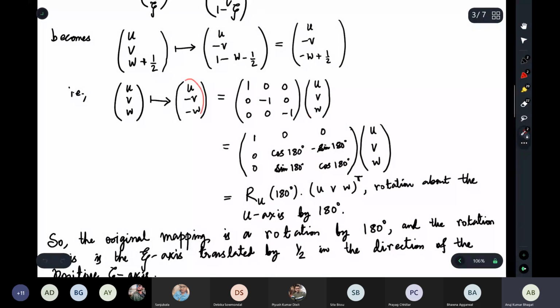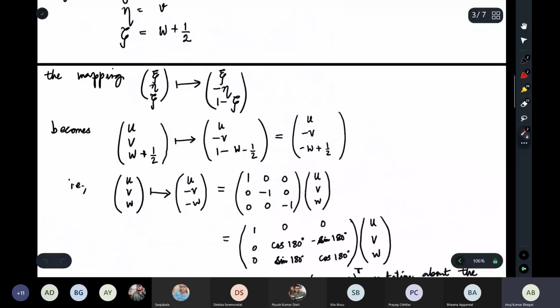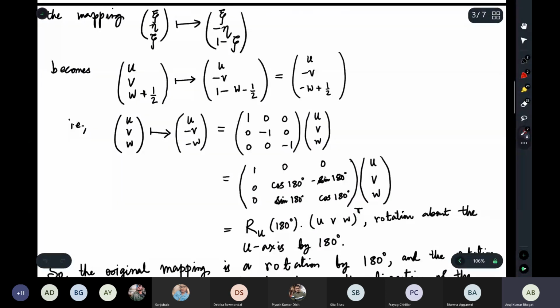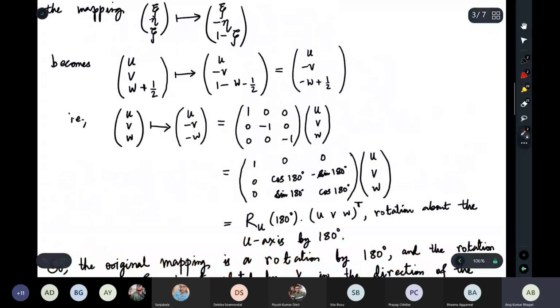So what is my transformation? I'm keeping these two fixed, and I'm just replacing this by cos 180. This is also cos 180, and this is exactly the rotation matrix which I have written here. So what I have got is a rotation about the u axis by 180 degrees, but due to this transformation it is the rotation about the zeta, that particular diameter. Okay, so this was the remaining thing which I wanted to do.